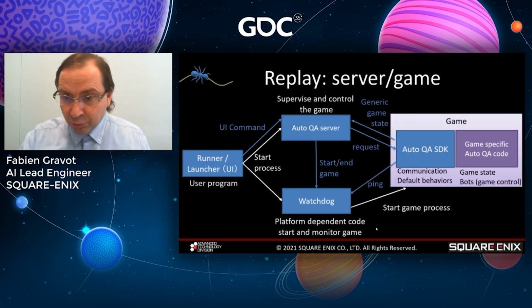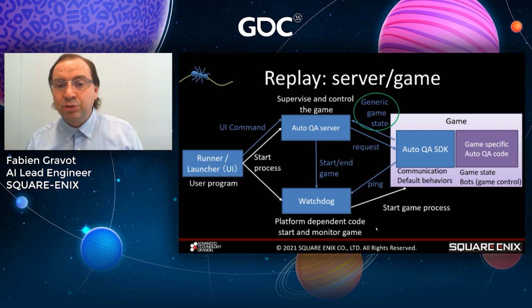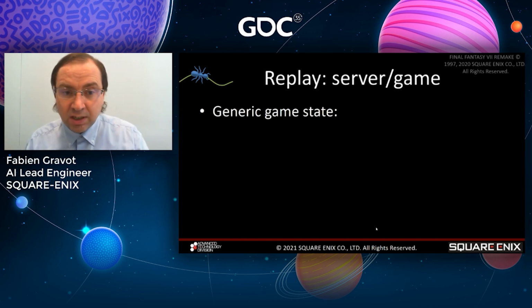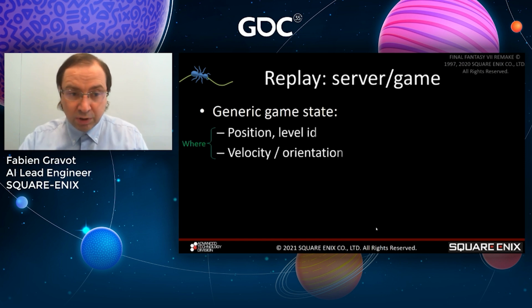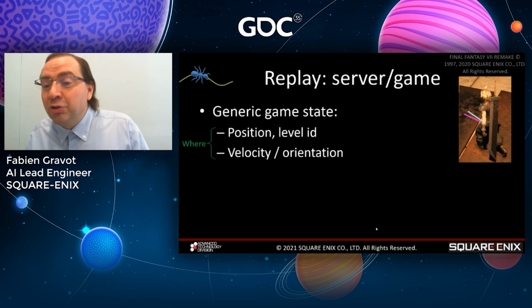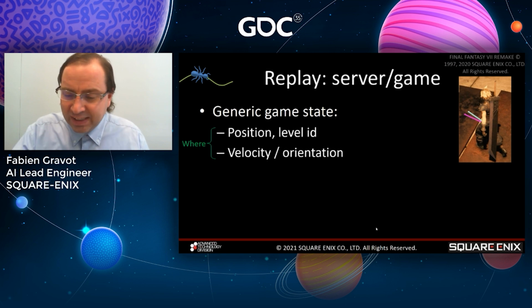Okay, so we have talked about the game-specific code. Now, let's talk about the generic game state. What kind of data are we using? So, generic game state will contain where we are, so the positions, the level ID, the orientations, and also the velocity of the characters.